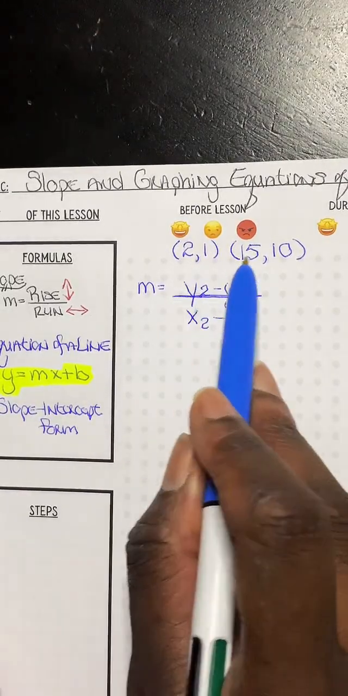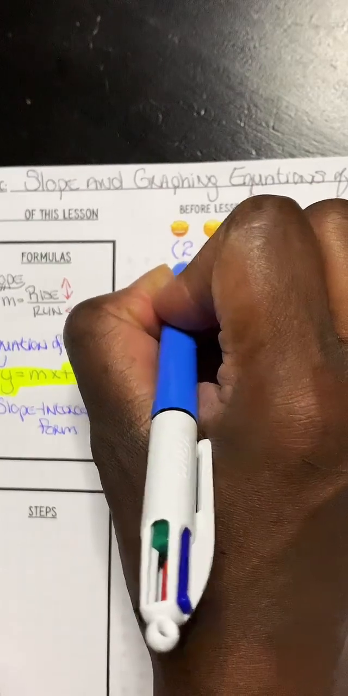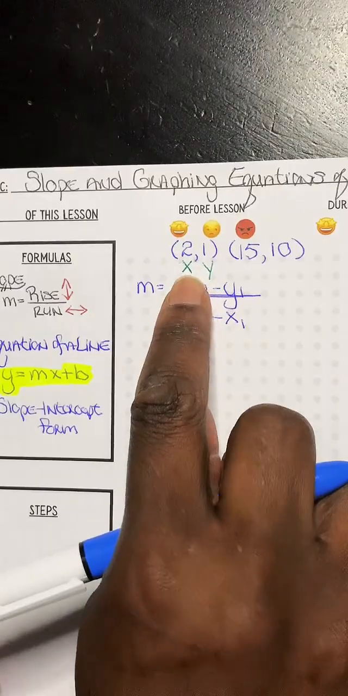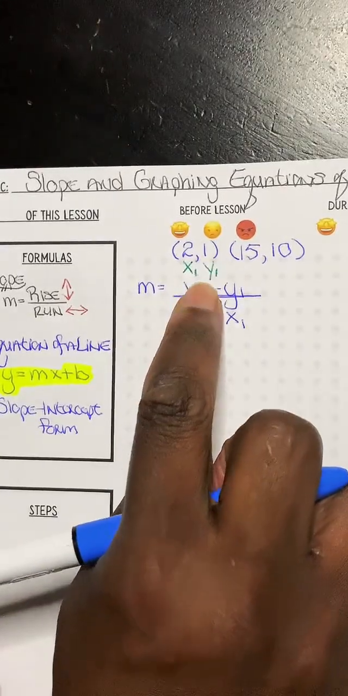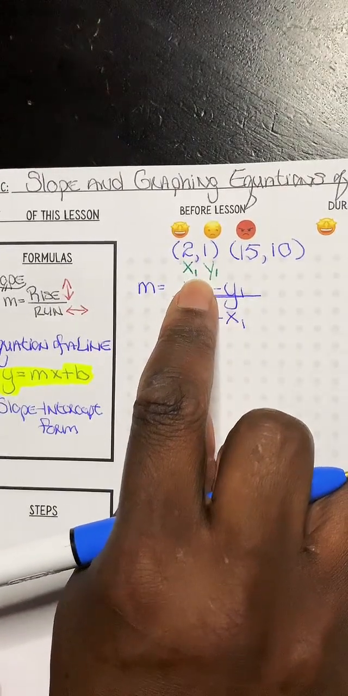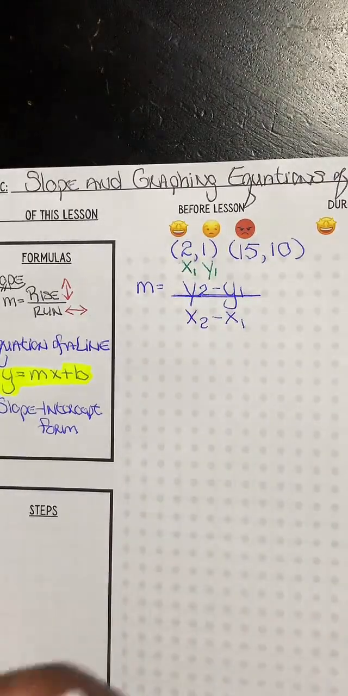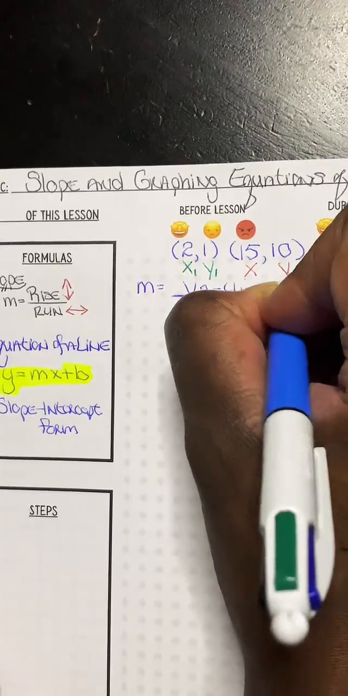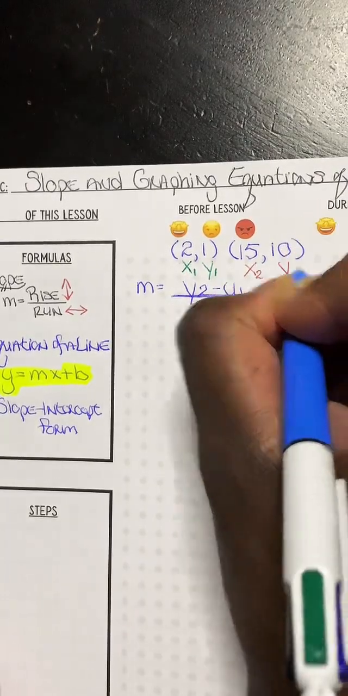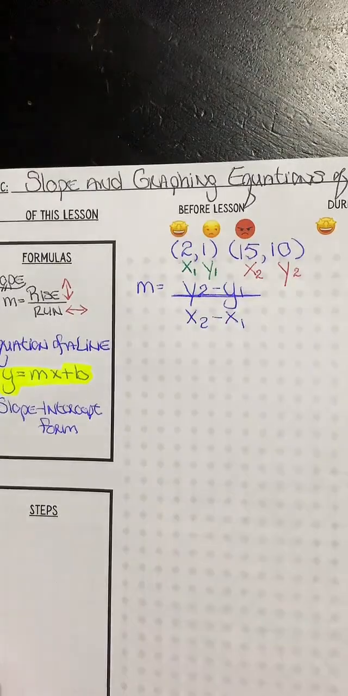Okay, so when I look at my ordered pairs, my ordered pairs always come in x, then y. But since this is the first point, because I like to read from left to right, this is going to be my x sub 1 and my y sub 1, the x and the y of the first coordinate. Then when we come over to the second, this is my x sub 2 and y sub 2 of the second coordinate.